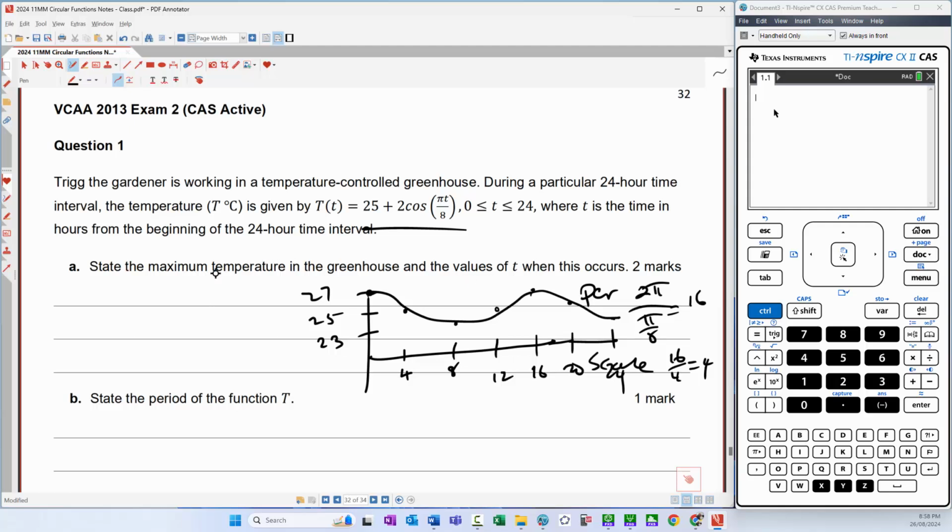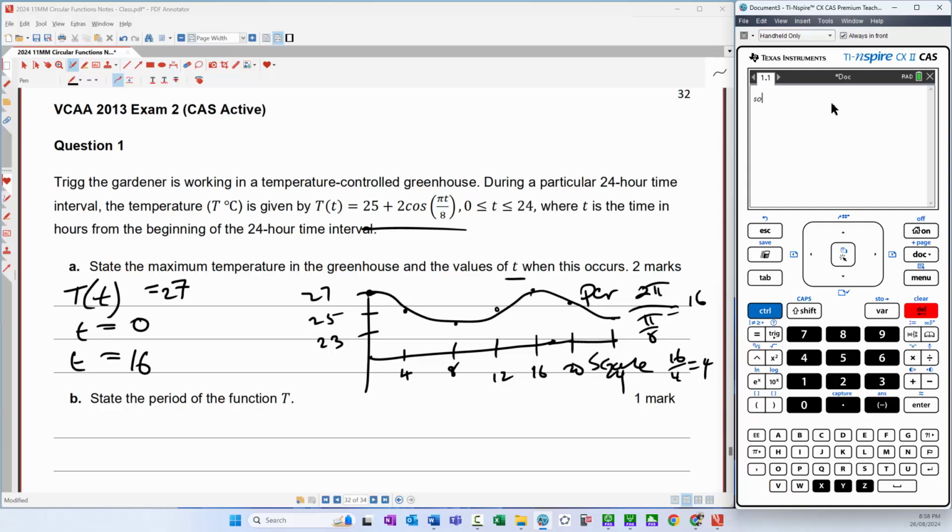Okay, so state the maximum temperature in the greenhouse and the values of t for when this occurs. So we can see when it's going to be 27 degrees. So it's 2 marks. So we would say something like T of t equals 27, t equals 0, t equals this value here, which was 16. All right, how to do that on the CAS?